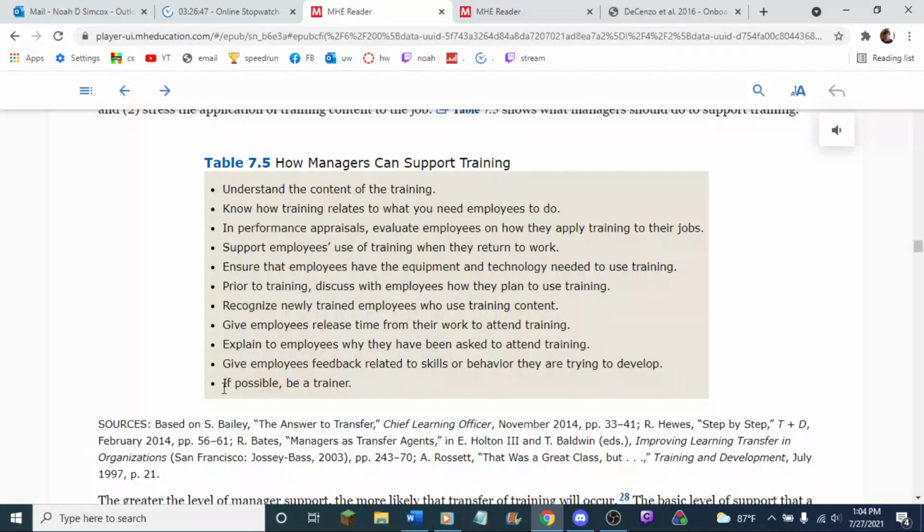Ensure that employees have the equipment and technology needed to use training. Prior to their training, discuss with employees how they plan to use training. Recognize newly trained employees who use training content. Give employees release time from their work to attend training. Explain to employees why they have been asked to attend training. Give employees feedback related to skills or behavior they are trying to develop. Be a trainer.